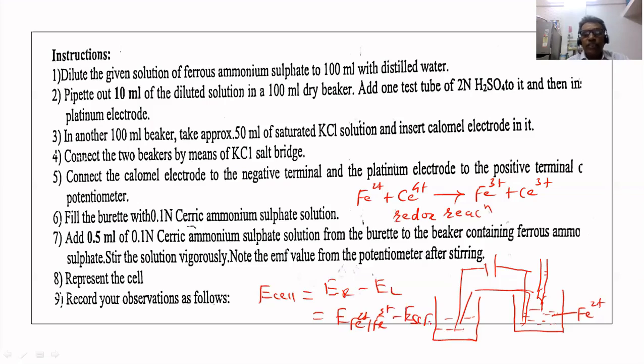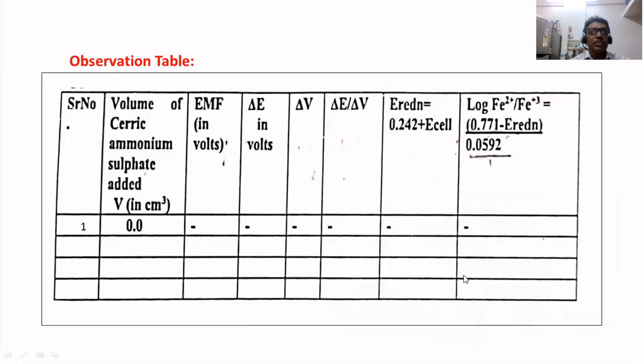The calomel electrode is used as a reference electrode. A reference electrode is an electrode having a known potential. So the potential of the calomel electrode is constant, and it is equal to 0.242 volt. This value can be kept here. In this way we can take the readings for this experiment, since with the help of the potentiometer we can measure the EMF of a cell.